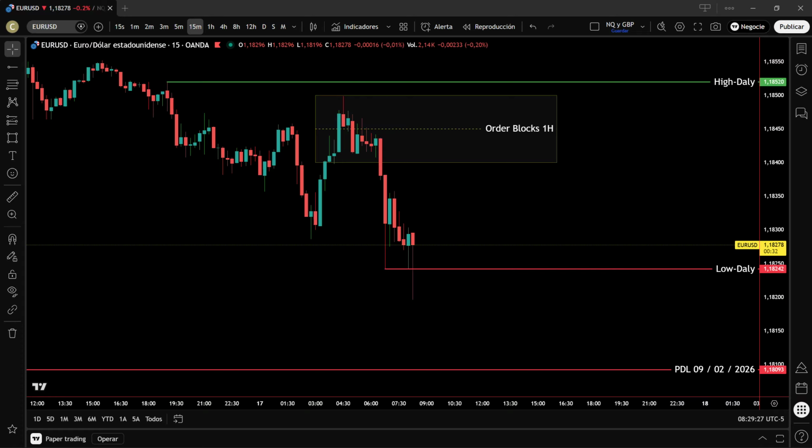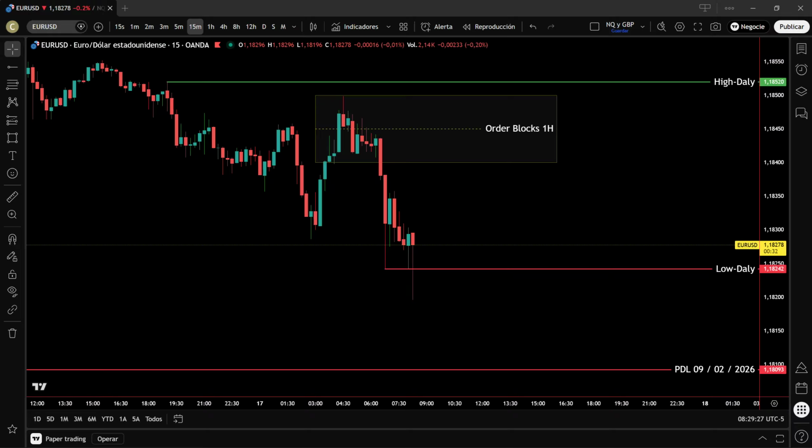After sweeping the low daily at 1.1824, the price has generated a very significant sell-side rejection candle. This pronounced lower wick indicates that, despite previous bearish pressure, buying volume has entered or massive sell positions were closed right in this external liquidity zone.